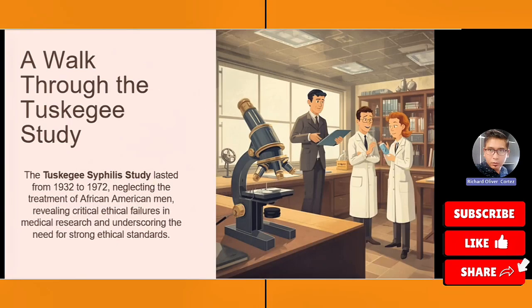You look at the Tuskegee. Ito ay sample about the ethics in research. The Tuskegee is a field study that lasted from 1932 to 1972. Ito ay neglecting naman daw African American men. Parang discrimination sa mga black na colored people. Mga ethical failures in medical research.